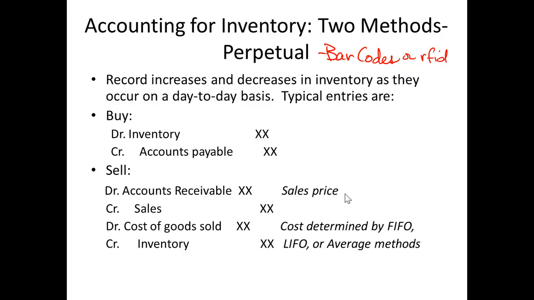When we look at journal entries, notice that for perpetual, we do not have a purchases account. Instead, we use the current asset account inventory. So when we buy inventory, we debit inventory and credit accounts payable if it's a purchase on account.